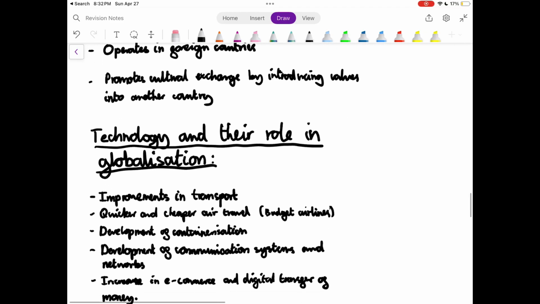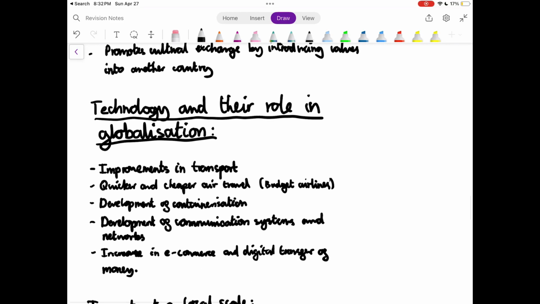And you also need to know the role of technology in globalization. So technology has led to improvement in transport, and it also has led to quicker and cheaper air travel due to the development of budget airlines. It also led to the development of containerization as well as communication systems and networks. And it also increased e-commerce as well as the digital transfer of money.